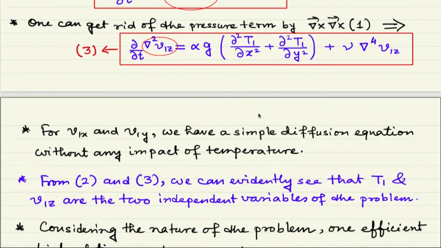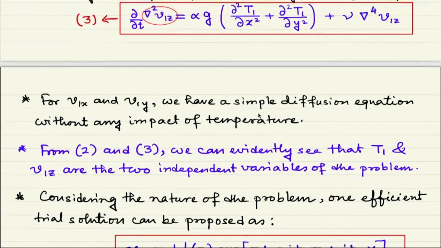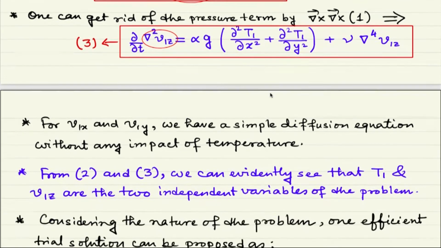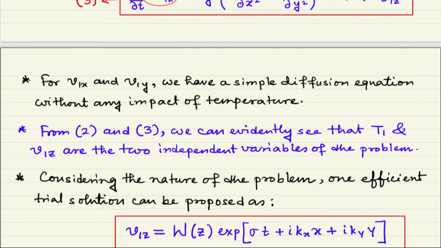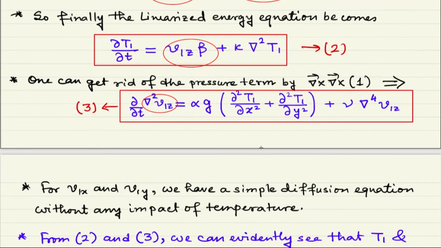But of course we can easily see that with all these terms present, they are not quite exactly diffusion equations. But we can think of solutions which look like a diffusion solution. So our next step is that we now have to propose reasonable trial solutions for T1 and V1Z.